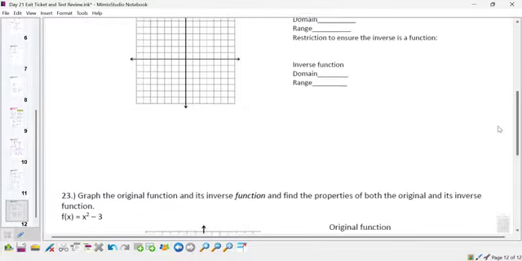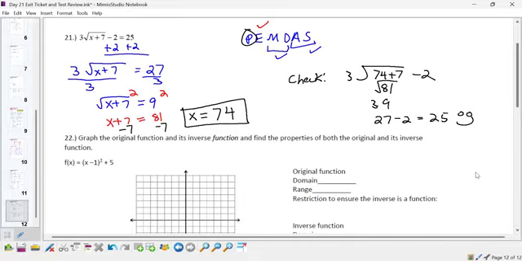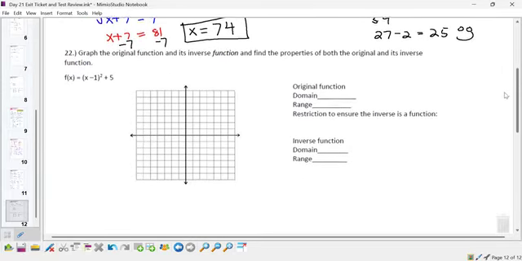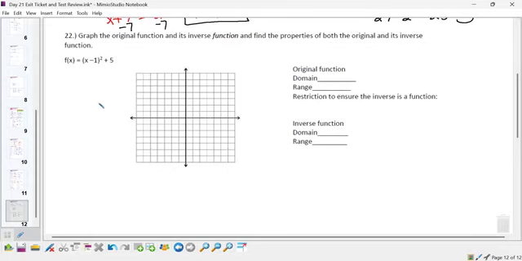All right. Graph the function. Ooh, what was that all about? Graph the function and its inverse function and find the properties of both.